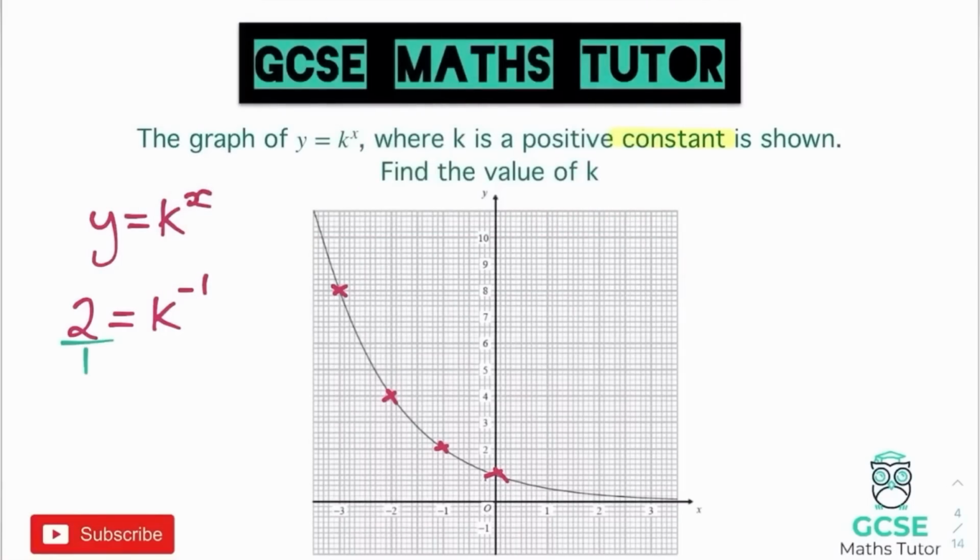So if we flip that over, that becomes a half. And obviously it's a power of -1 there, so that means there were no powers involved, so a half is equal to k, or k is equal to a half. Now that's our value there.